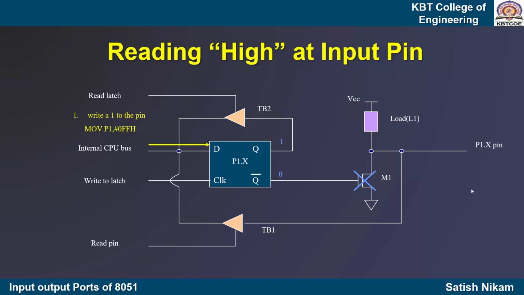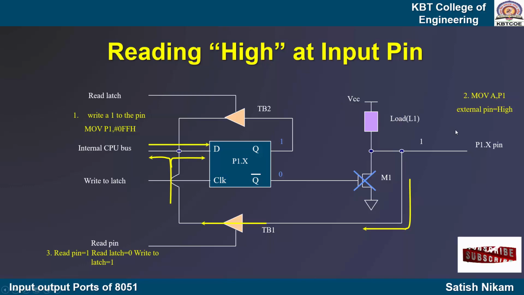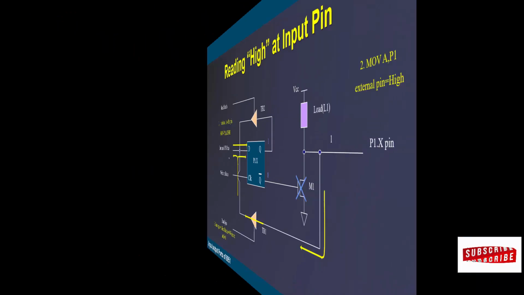Now the controller will execute a simple instruction MOV A, P1. If we consider that the data given by the external peripheral is 1, this is available on tri-state buffer 1. When a read pin signal is given by the CPU to the pin, the data which is available on the TB1 input is available at the internal CPU bus here, and also on the D input of the flip-flop. This way the signal 1 available on the pin can be read by the CPU.